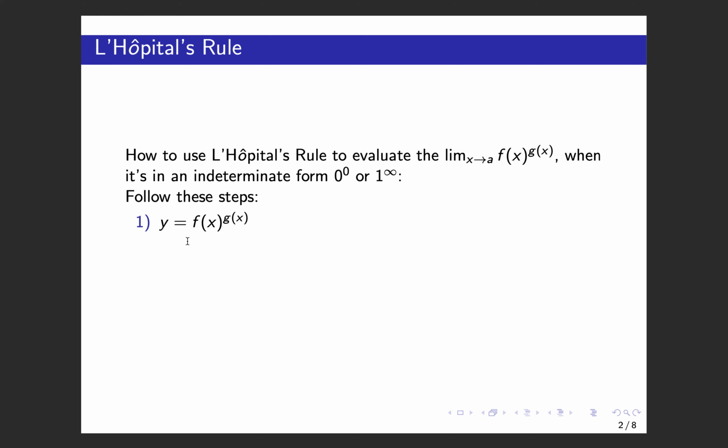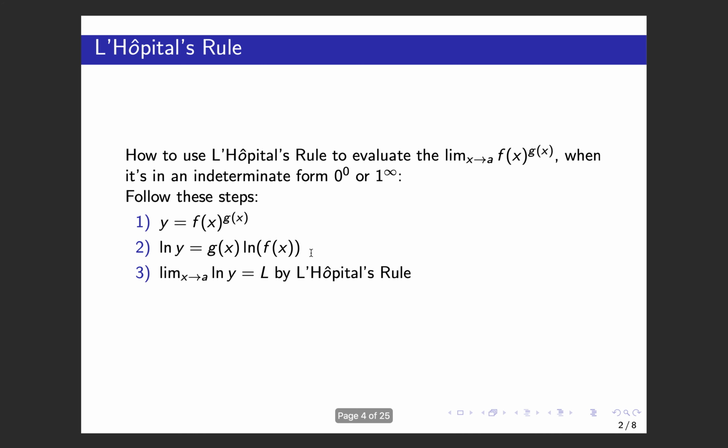So the first step is to set y equals f to the g of x. Then you take the natural log of both sides, you get ln of y equals g of x ln of f of x. Then you evaluate the limit of ln of y by L'Hopital's rule if needed. So if this limit is equal to L, then the limit of y will be exponential of L.